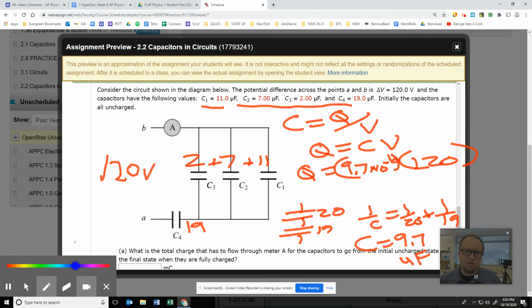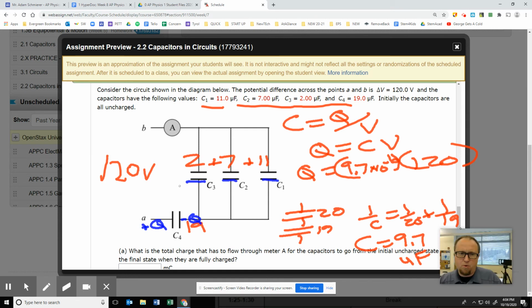Let's talk about where we can use that. That total charge is here. So that's right. Let's say it's positive. On this side, it'll be negative. But here's the problem. That charge is going to get split up by these. So this one will get 2 out of 20. This one will get 7 out of 20. And this one will get 11 out of 20 of the charge.